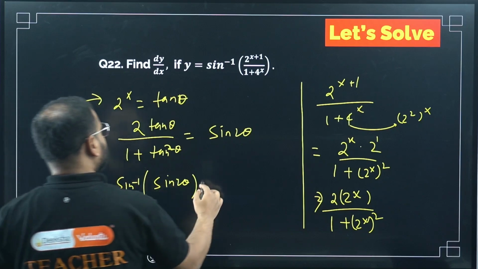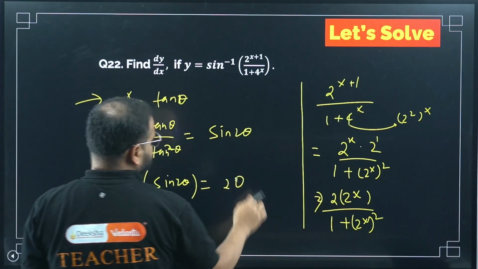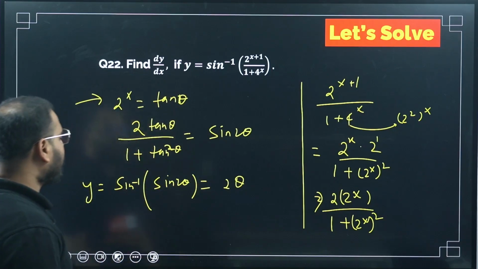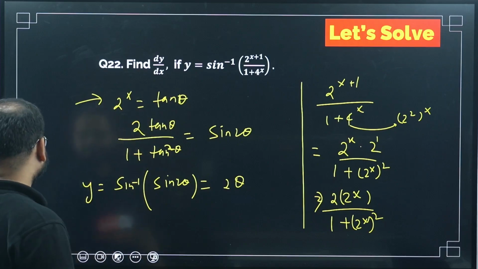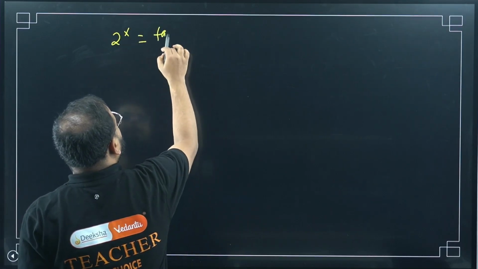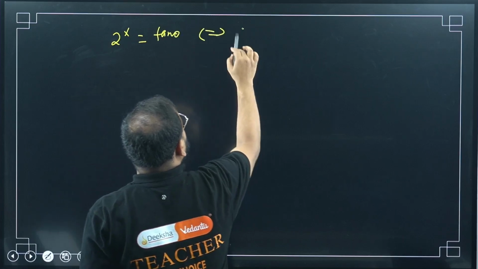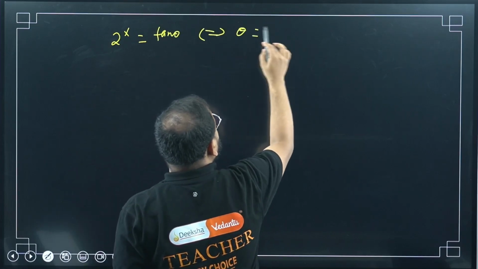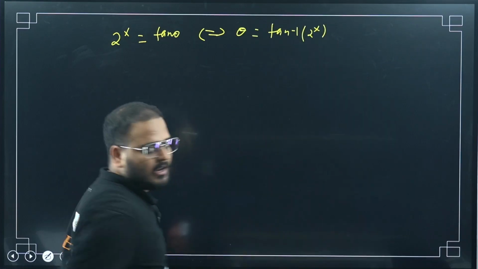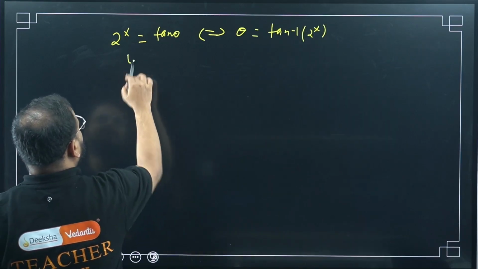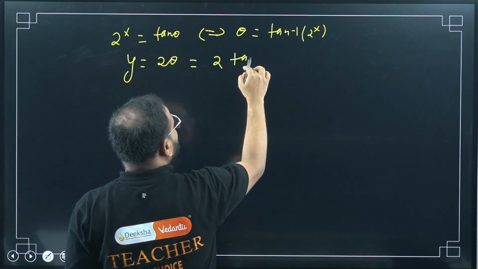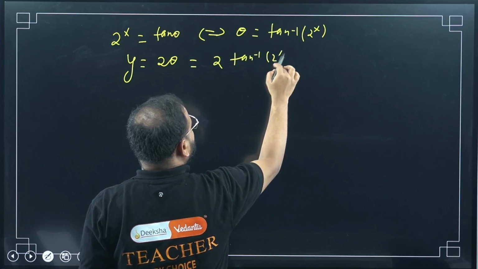What is the answer now? Please check here. Simply 2 theta. Sine inverse of sine is 2 theta. What's the theta value from here? I have taken 2 power x equals tan theta. It means theta is equal to tan inverse of 2 power x, or not? So what I got for the function y is 2 theta, which means 2 times tan inverse of 2 power x.